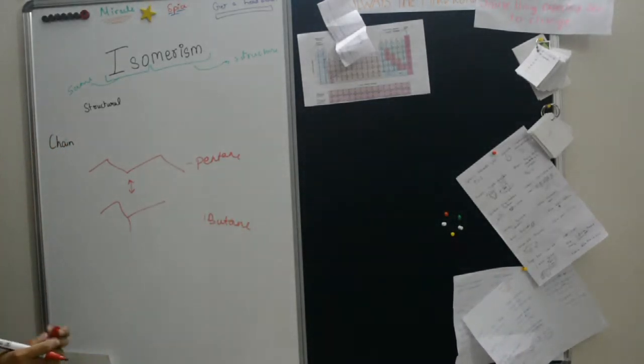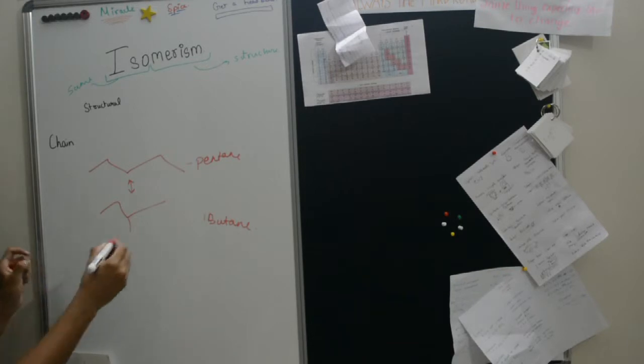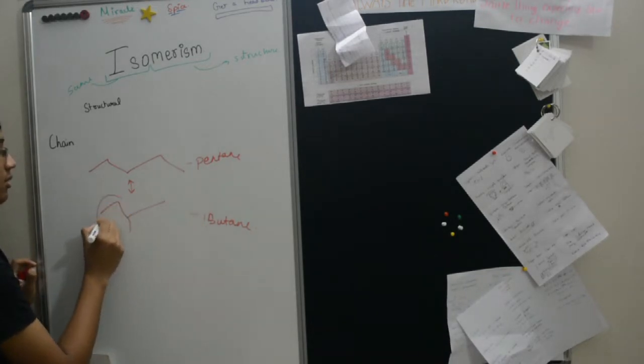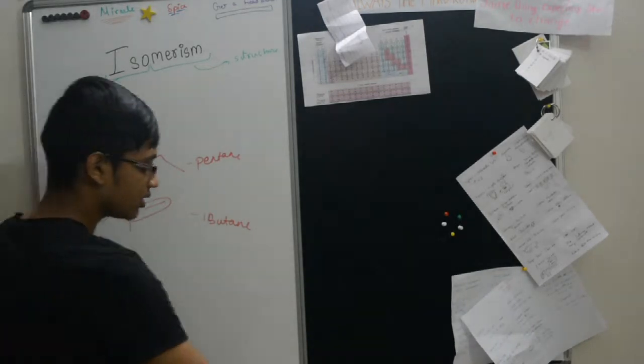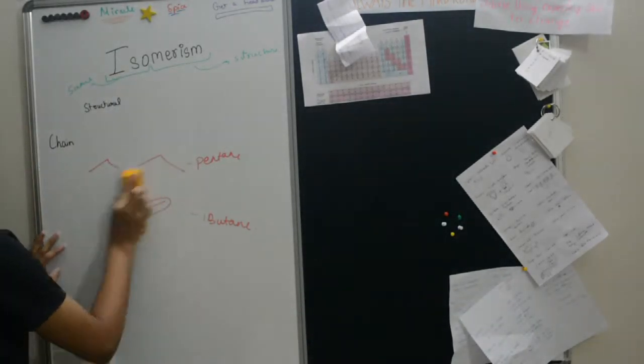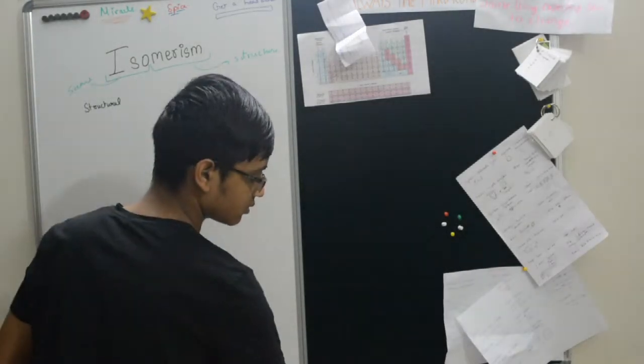As you can see, the structure will always remain the same. The molecular formula will remain the same. However, the name will change and the carbon parent chain will change. That's the only thing you should remember about chain isomers. Next, moving on, we have the positional isomers.